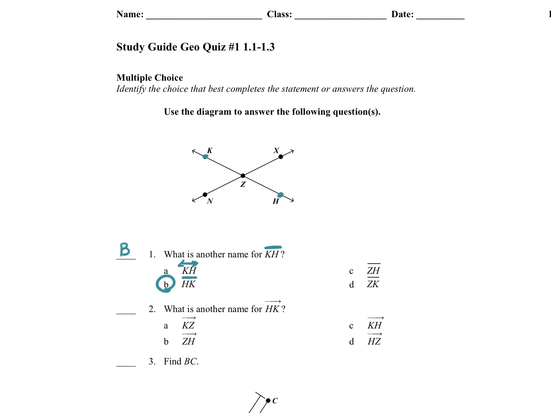Another name for ray HK. So I need a ray that starts at H. So HK looks like this. I'm going to do it here in purple. It goes like this. That is HK. So I need it to start at H and go in the same direction. So it looks like it's going to be HZ. So for number 2, it is D.